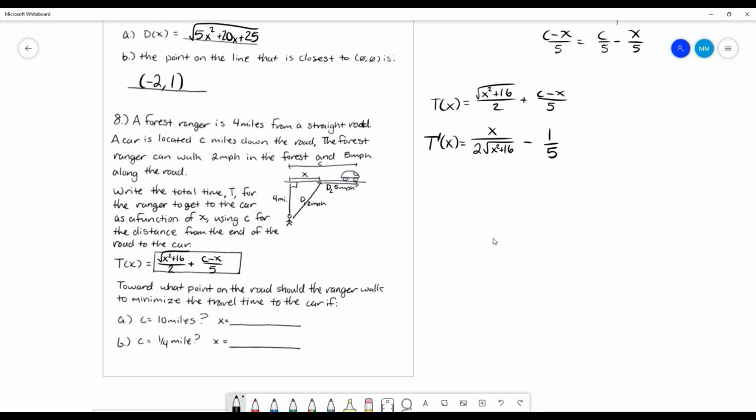So first we need to find our critical points. So we need to set all of this equal to 0. So this is a little complex, not my favorite. This equals 1/5, multiplied by 2 to get rid of the 2 in the denominator. And I'm actually going to multiply by this whole bit, so times 2 and that radical there. So I get x equals this.